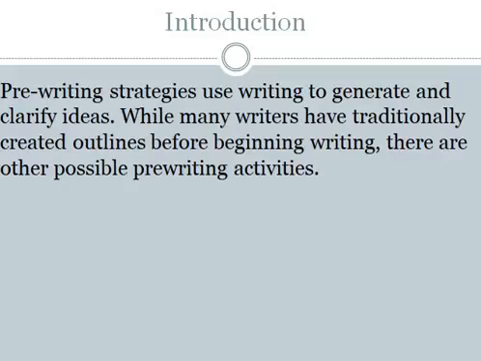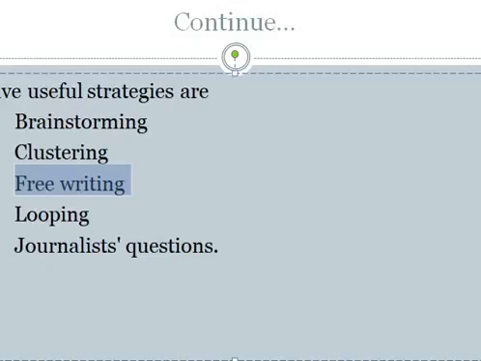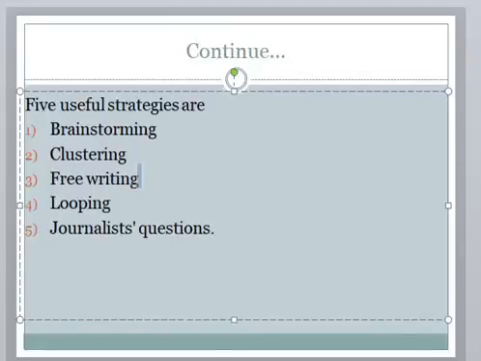Plus we have to think about the subject and the purpose of writing, because there are many things to write about for any subject. So we always need to narrow down our choice. Plus we should ask ourselves how we are going to achieve the purpose of our writing. So there are 5 useful strategies to write. The first one is brainstorming, and the others are clustering, pre-writing, looping, and journalist question.